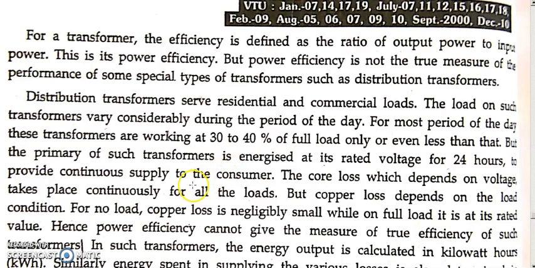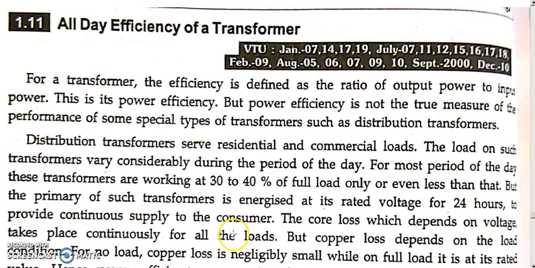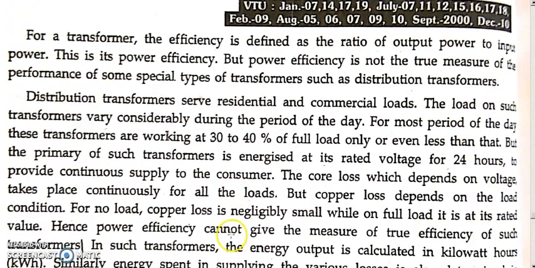And again, you can see here the core loss, which depends on the supply voltage. Core loss will always be constant, irrespective of the load connected, whereas the copper loss depends upon the load. Yes or not? So the copper loss will vary, and the efficiency also varies at different time periods. So we need to go with the all day efficiency, not with the power efficiency.